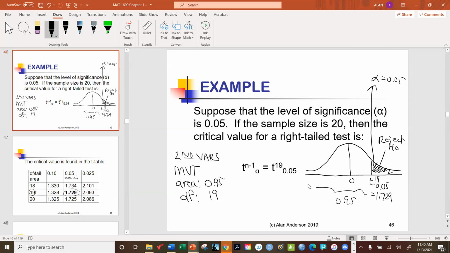Oh, wait a minute, I did something wrong, never mind. 0.95 and 19. Okay, 1.729, that's it. All right, so you've got those two choices to look up your critical values. Now, if we had a left-tailed test, then this would just be negative. Okay, so that's easy.